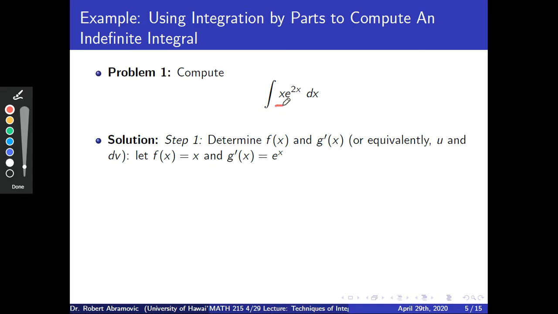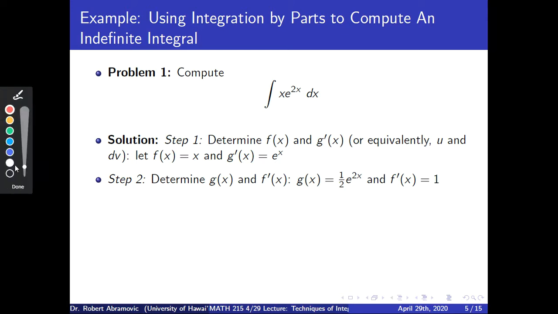In this case, this function f is the function x, and g prime is the function e to the 2x, not e to the x. The antiderivative of e to the 2x is 1/2 e to the 2x. And of course, the derivative of the function f of x equals x is just the constant function 1. The derivative of any constant multiple of x is that constant.